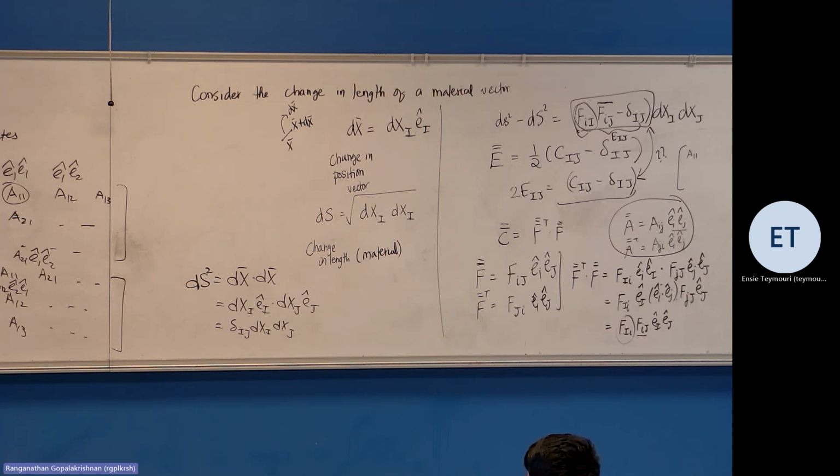This would be row 1, column 1, A11 squared plus A21 squared plus A31 squared. Column 1, row 1, column 1, row 2. That will be the second element, right? A11 A12 plus A21 A22 plus A31 A32, and so on.